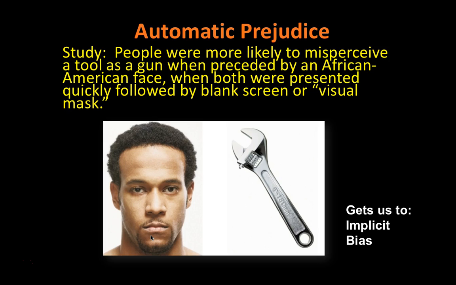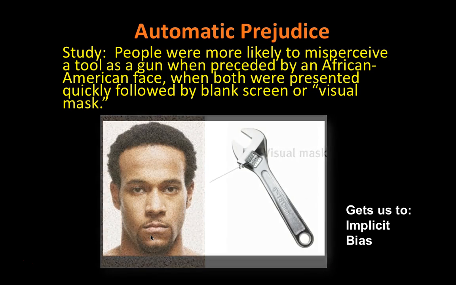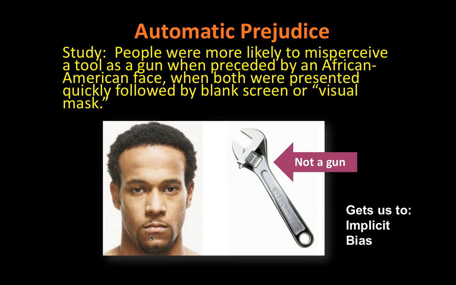There's a visual mask, and then, what did you see? It wasn't a gun, but it was more likely to be misperceived, as I talked about. So this gets us into that whole idea of implicit bias. It doesn't have anything to do with any conscious prejudice, but a conditioned association between certain phenomena and a person's race or ethnicity.